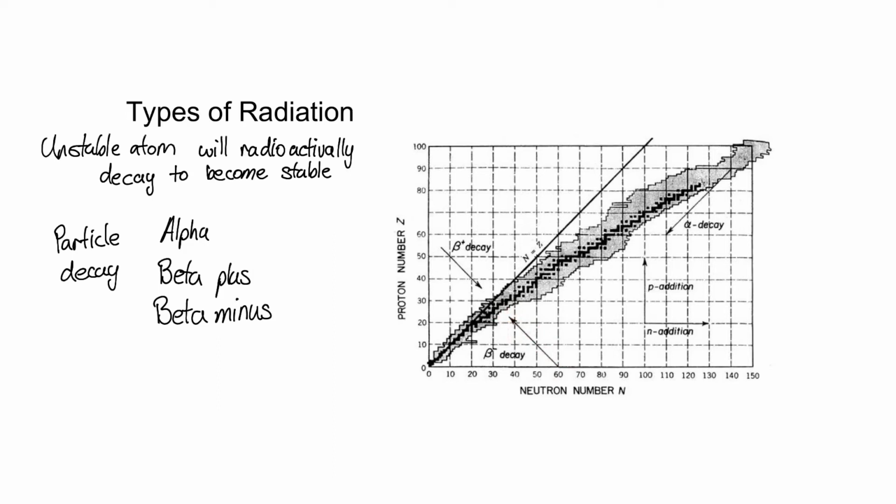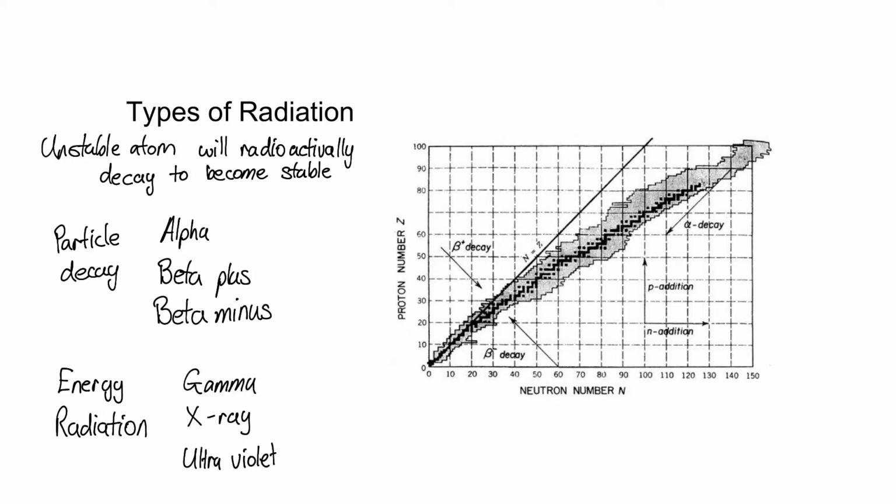In addition to this, we also have a different form of radiation, what I'm going to call energy radiation. This sort of radiation is our gamma, our X-rays, and our ultraviolet rays, which are all electromagnetic waves. The reason why we care about radiation is because it can ionize.